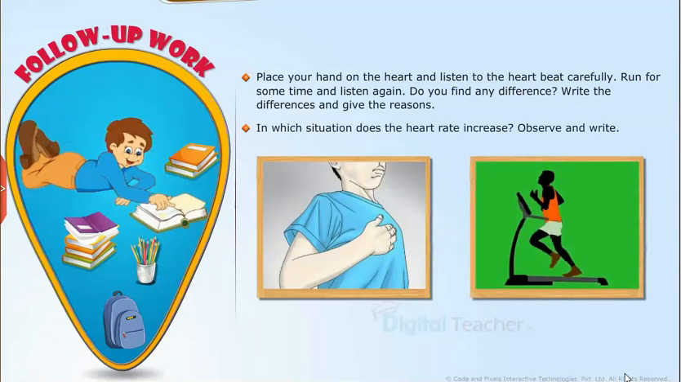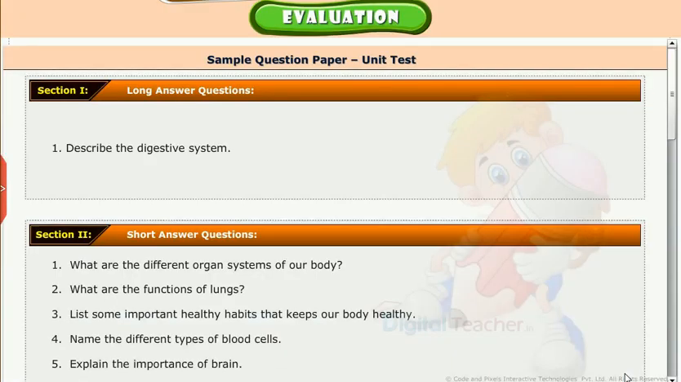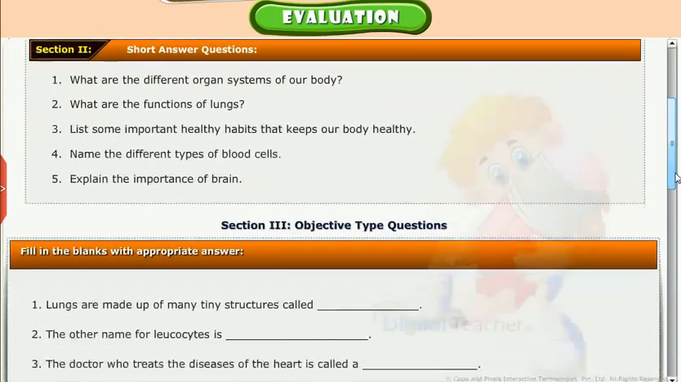Observe and write. Visit a doctor or a health volunteer nearby. Find out the rate of heartbeat for the different age groups of people. Tabulate the information. Test your understanding of the chapter by taking the mock unit test.